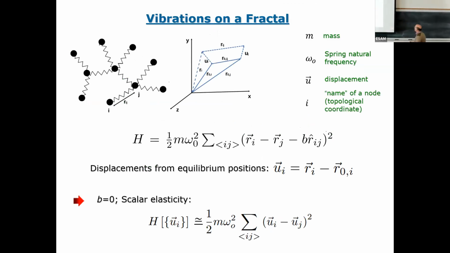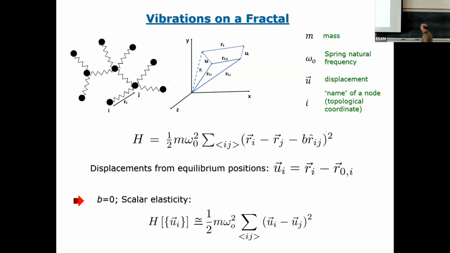So again, a part of the introduction is we look at vibrations on a fractal. You can have it with an equilibrium distance of the springs. m omega_0 squared is actually the spring constant, just written with the spring self-frequency. And you can move from distances to displacement the usual way. The r zeros are the equilibrium positions. But only for b equal to 0, you get scalar elasticity. For b non-zero, it's an approximation. This is called the scalar elasticity Hamiltonian in the jargon.